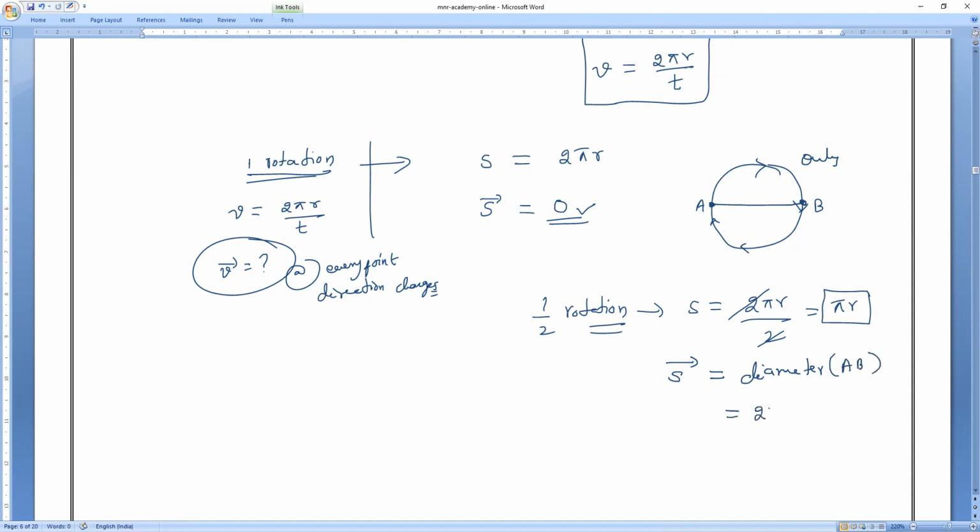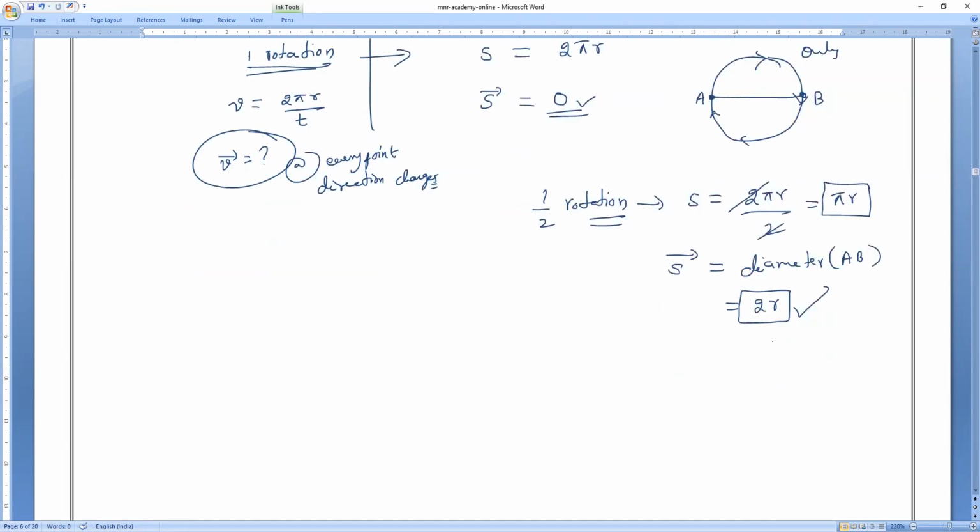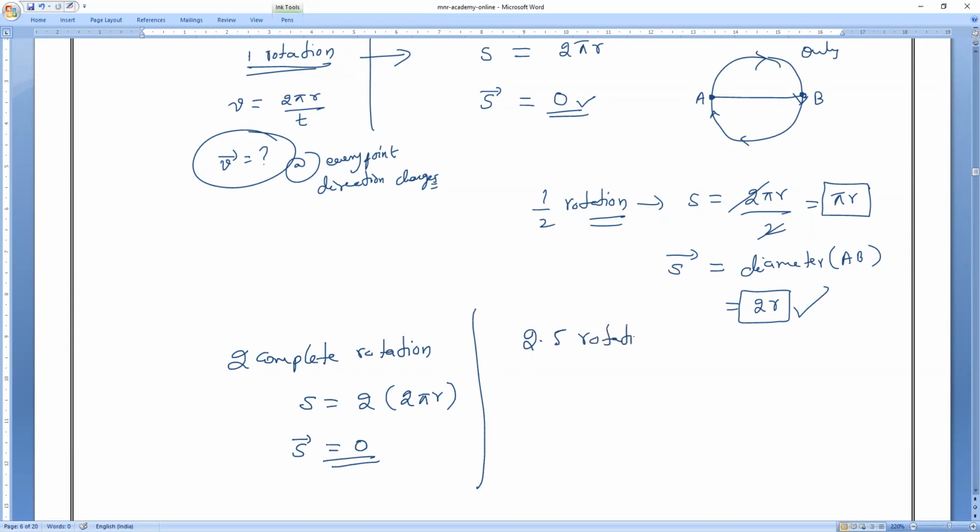Or we can take 2 times the radius. What we can say, guys? Respond. 2 times the radius. Clear? Next, second one, very important. 2 complete rotations. Can you tell me what is the distance? 2 into 2 pi r. 2 complete rotations, what is the displacement? Zero. Clear?